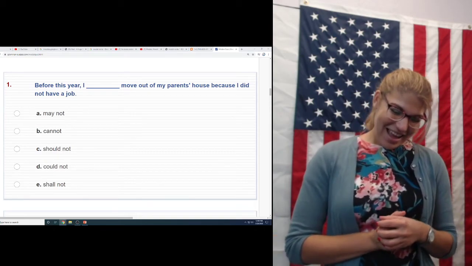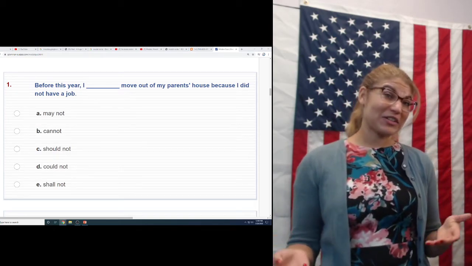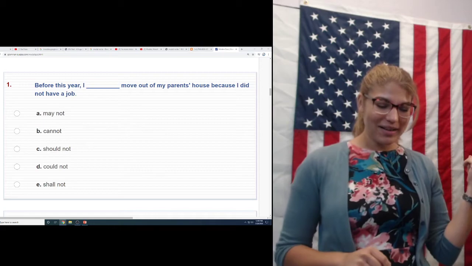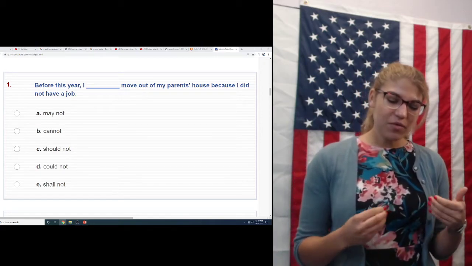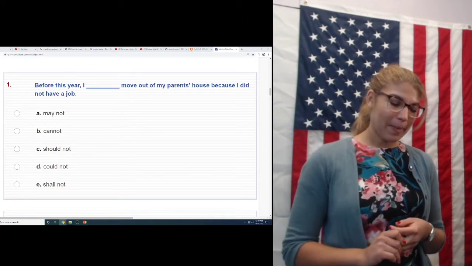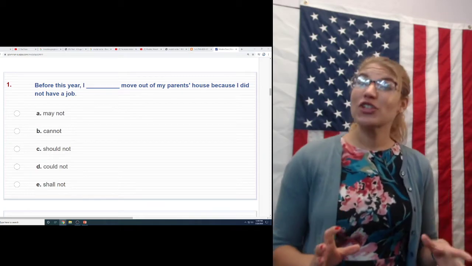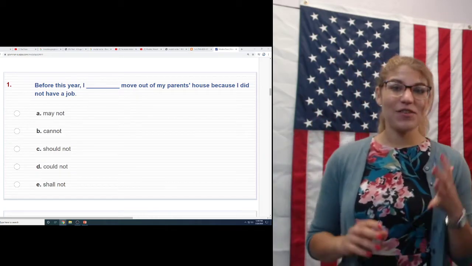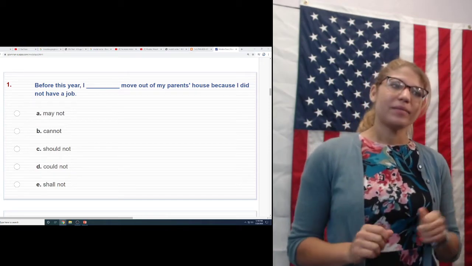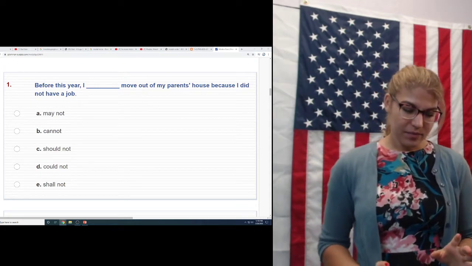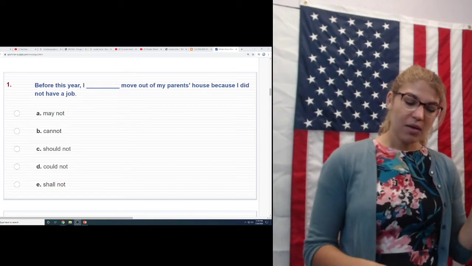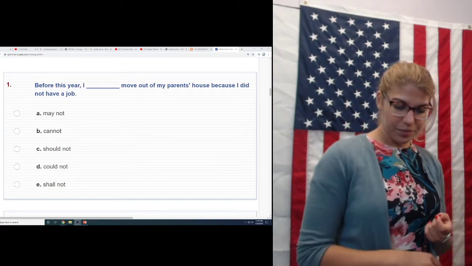All right, so we have a lot of options in our beautiful quiz, and we're going to take them piece by piece. So for number 1, before this year, I moved out of my parents' house because I did not have a job. Okay, so now we are talking about something in the negative. So we have the word not at the end, right? All of them should be negative. Before this year, I moved out of my parents' house because I did not have a job.